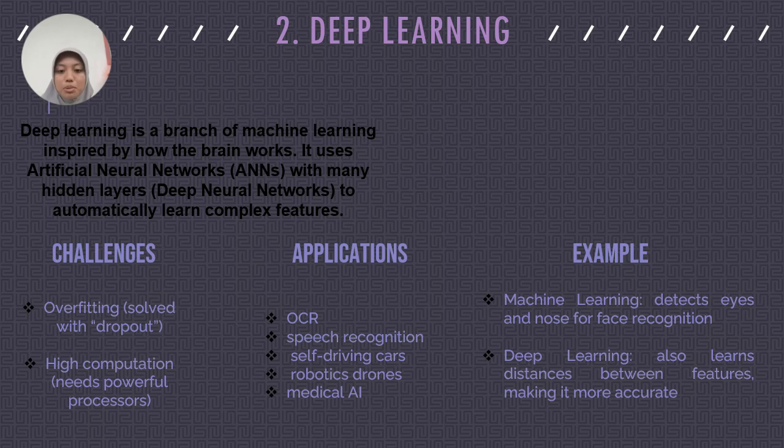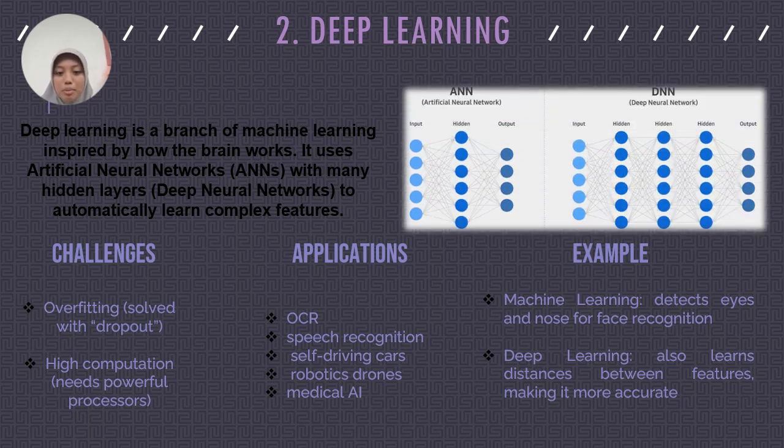For example, machine learning detects eyes and nose for face recognition, while deep learning learns about the distances between those organs.